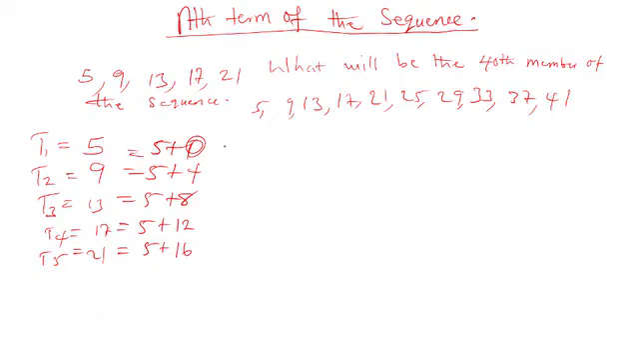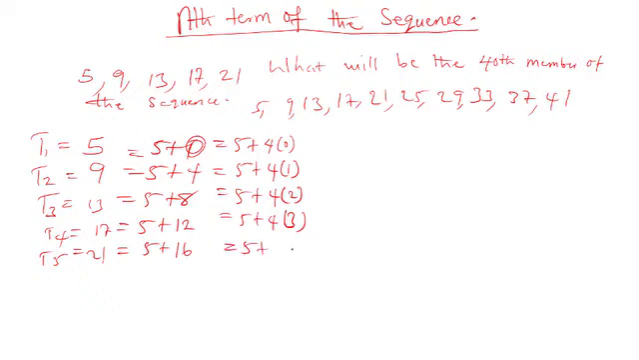So we now have 5 plus 4 times 0, 5 plus 4 times 1, which is 4, 5 plus 4 times 2, 5 plus 4 times 3, which is 12, and 5 plus 4 times 4. Now this is what they are doing.